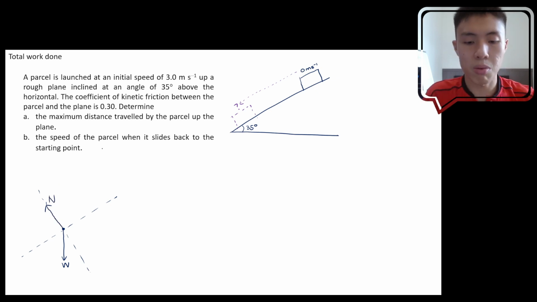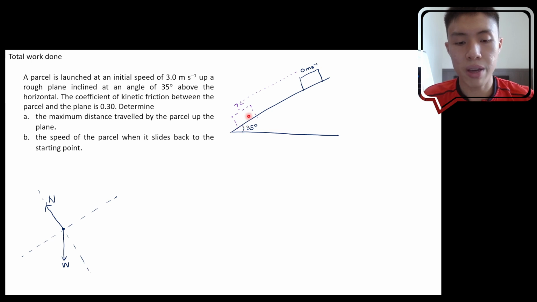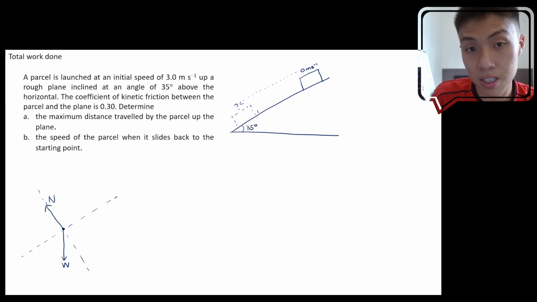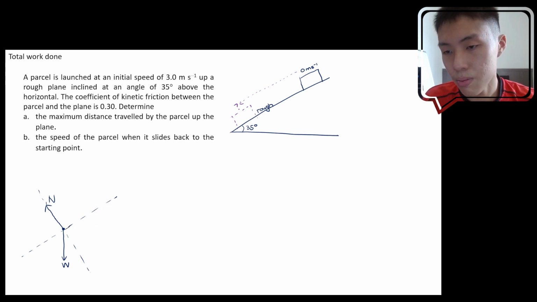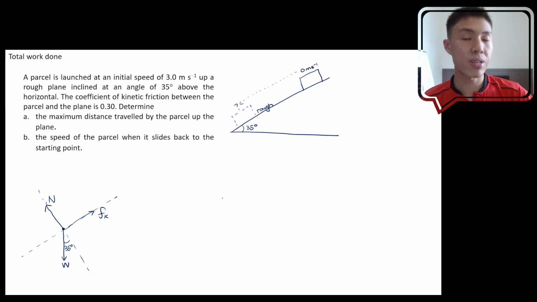Then lastly, the object, because it is sliding down the slope, and we know from the situation explanation that it's a rough surface, so there will be a kinetic friction in this free body diagram. So kinetic friction is opposite the direction of sliding. The sliding is down the slope, so our kinetic friction will be up the slope. Okay, then if you label in your angle, which is 35 degrees over here, you have your complete free body diagram for this parcel.